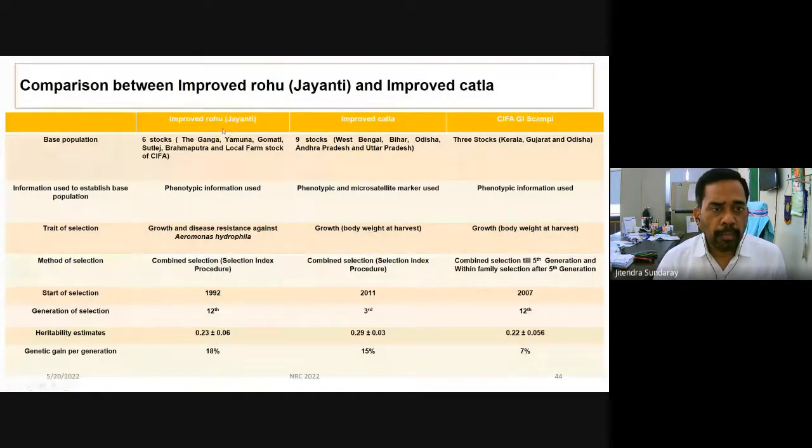And if you look into the comparison between Rohu and Katla, this is the best population, rate of selection, method of selection, start of selection, generation of selection, heritability estimate, genetic gain per generation. Even though I told you earlier, you can see we started in 1992 with Rohu, 2011 with Katla, and GI's campus at 2007. And here it has gone to 12th generation, 3rd generation, 4th generation. If you look at genetic gain, 18% in the case of Rohu, 15% Katla, 7% in the case of Scampi. This is just a summarization of what has happened in the genetic program.